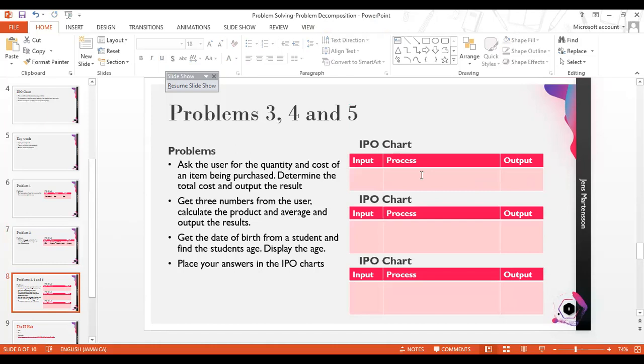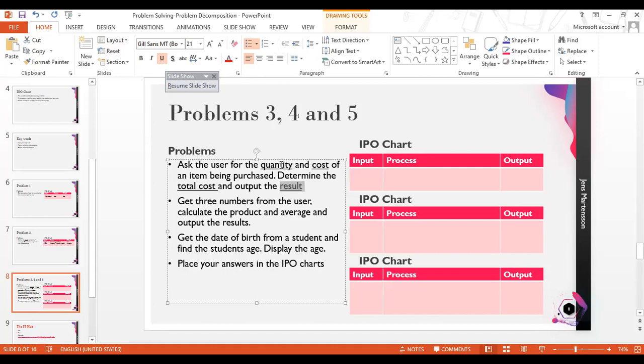Now let us look at 3 additional examples to cement what you have just learned. First question, ask the user for the quantity and cost of an item being purchased, determine the total cost, and output the result. Now this one has a little bit of trickiness to it.